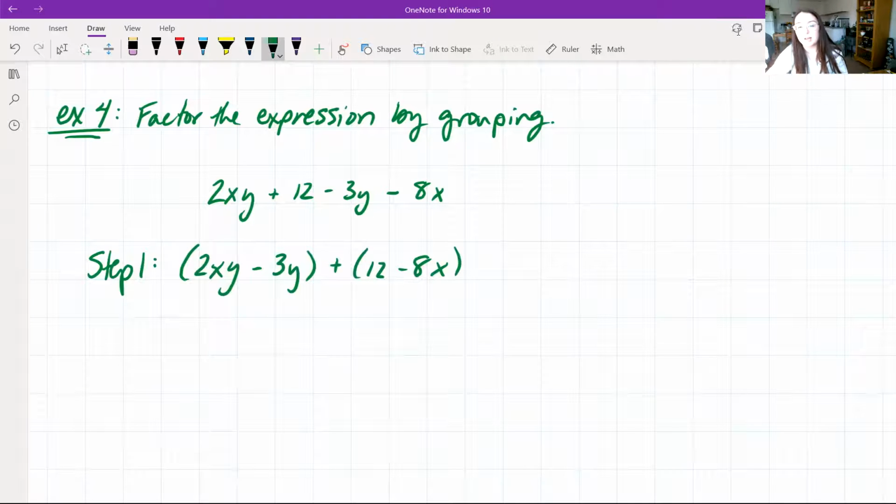We want to find a way, and when we group these, we want one group to have a variable as a greatest common factor. We want the other group to try and have a constant, but it can also have a variable. You just want to make sure that at least one of them has a variable instead of having two constant terms as the greatest common factor.